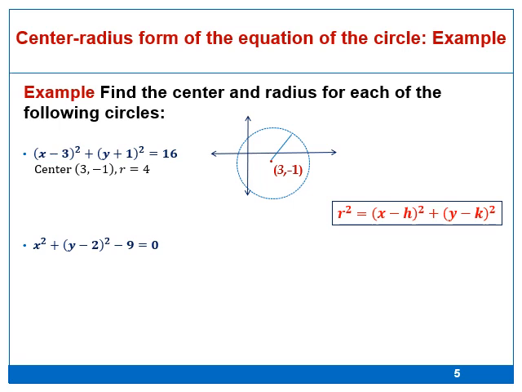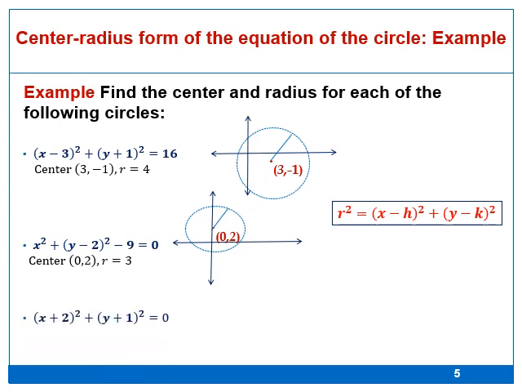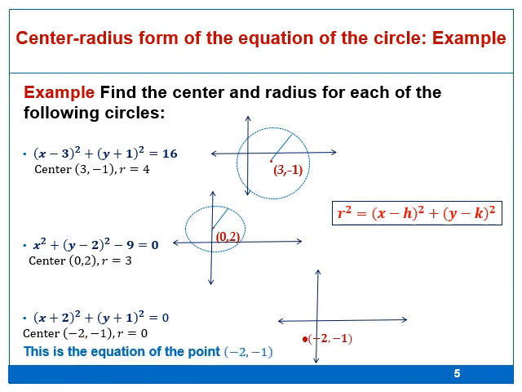In the second example, it can be seen as x minus 0 all squared plus y minus 2 all squared is equal to plus 9. So the center is 0 and 2, and the radius is the square root of 9, which is 3. In the last example, it's easy to see that the radius is 0. So this is the equation of a point with coordinates negative 2 and negative 1. Or it can be seen as a circle with the radius equal to 0.